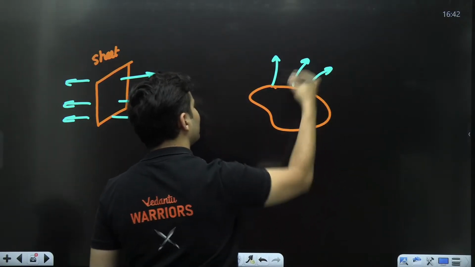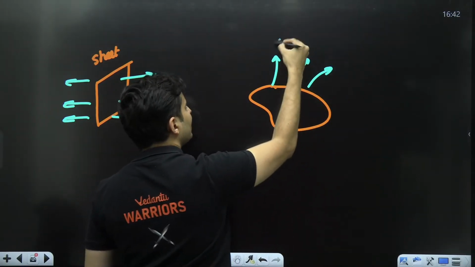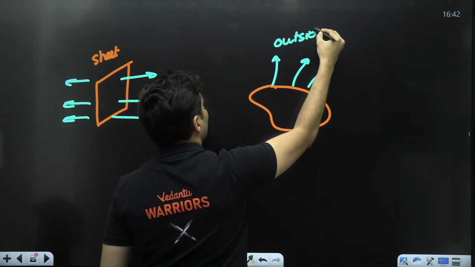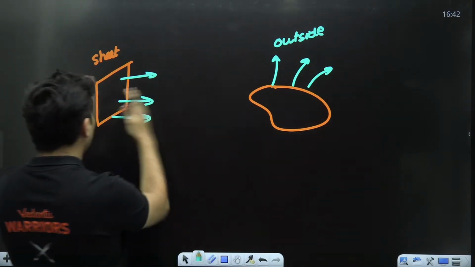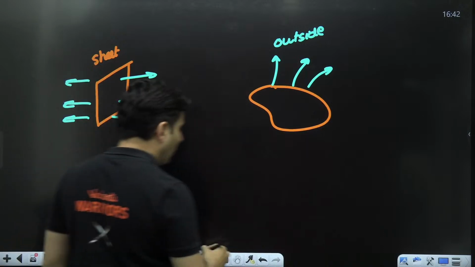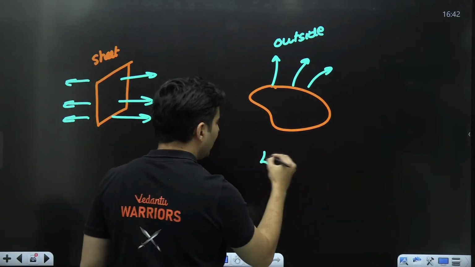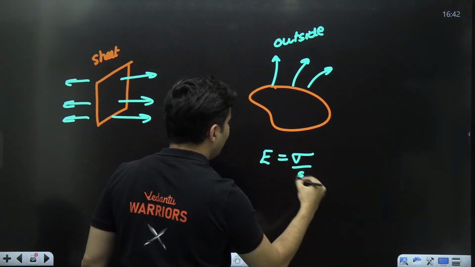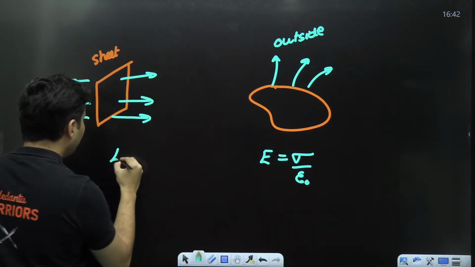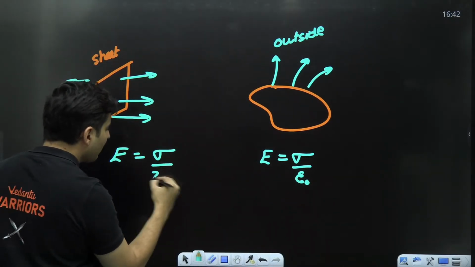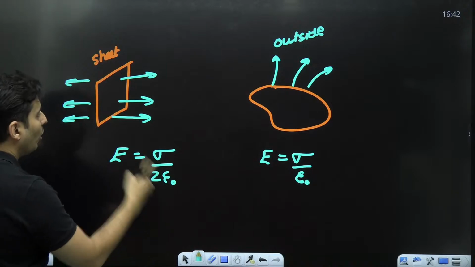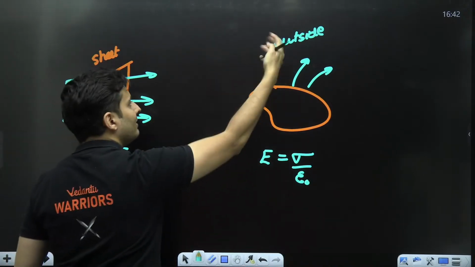The electric field is only coming on one side, which is basically outside. There is only one side. Here it is going both sides. So when it is going only one side, the electric field will be sigma by epsilon naught. Here it is going both sides, so sigma by 2 epsilon naught. Both sides, versus one side which is outside.